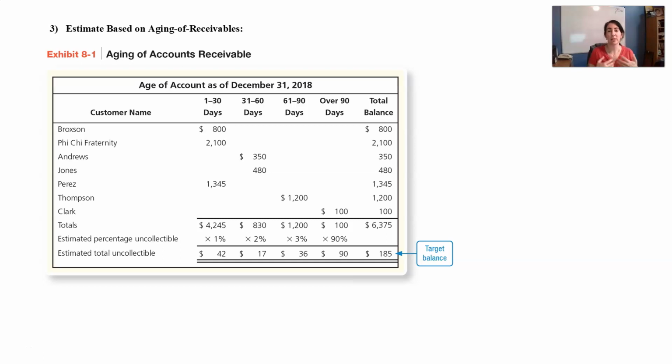All right, the third method we're looking at is the aging analysis. The aging analysis looks at the age of the receivables. So it is a balance sheet method, right? If you remember that flow chart there, this is a balance sheet method. It's the second balance sheet method.